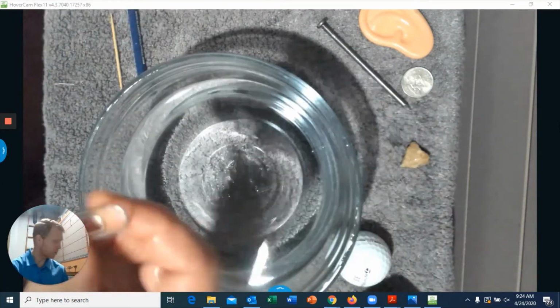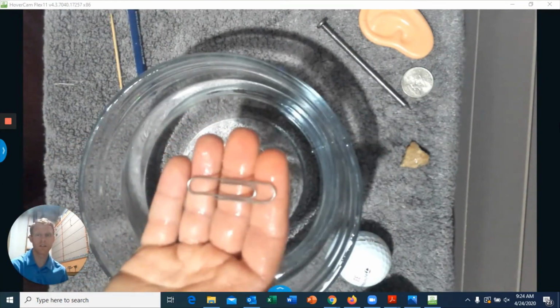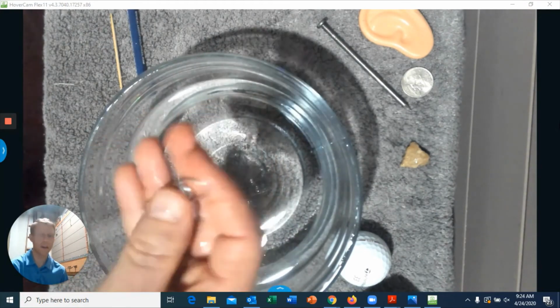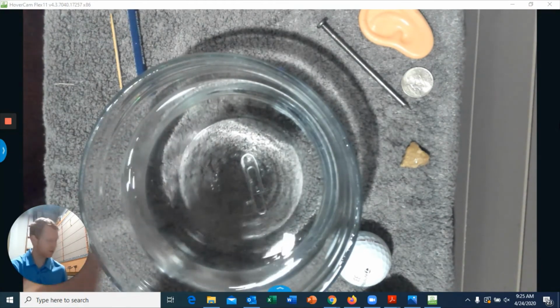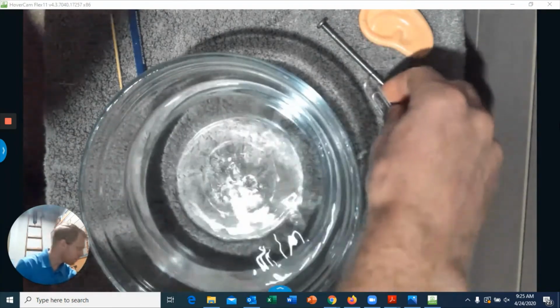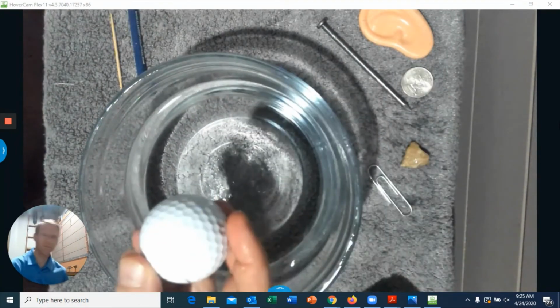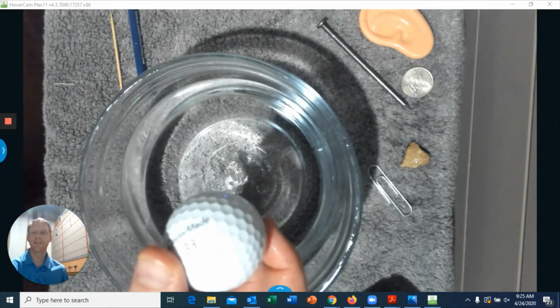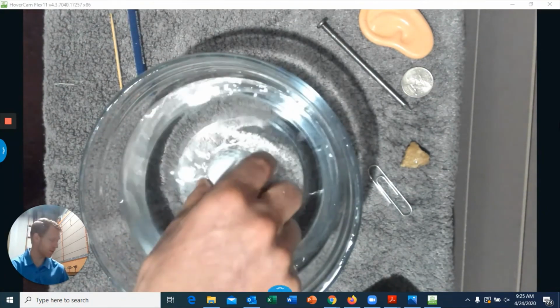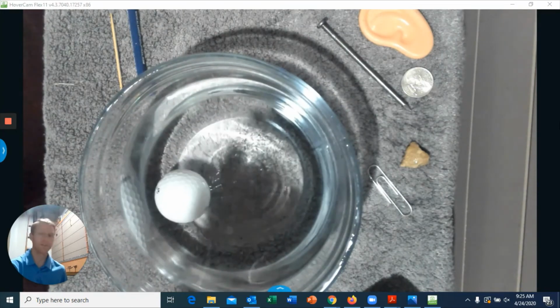The paperclip is very light, does not have a lot of mass. Will it sink or float? And it sinks. A golf ball. If you've ever hit a golf ball into a lake, like I have, it's definitely going to sink right to the bottom.